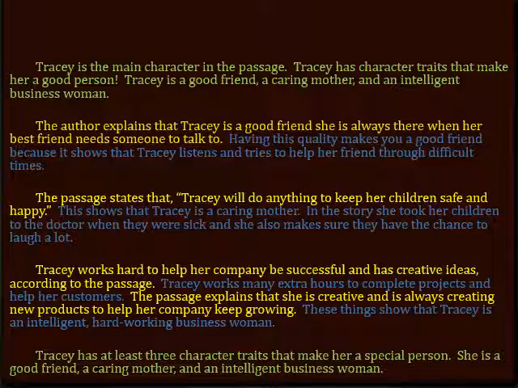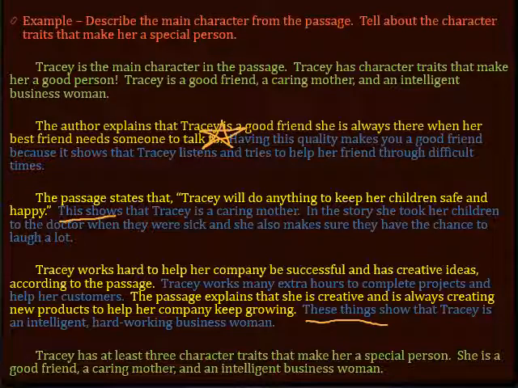Here are some examples. The author explains that Tracy is a good friend. She's always there when her best friend needs someone to talk. Then you explain how that piece of textual evidence refers to the answer to the question that you are trying to answer. Having this quality makes you a good friend. It shows that Tracy listens and tries to help her friend through difficult times. You can use the phrase "this shows" or "these things show" to tie the textual evidence to your answer.